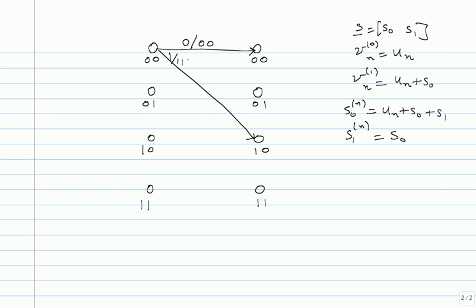Okay. So, if you are at 0, 1 and the input is 0, the next state is going to be 1, 0. Am I right? And the output is going to be 0, 0.